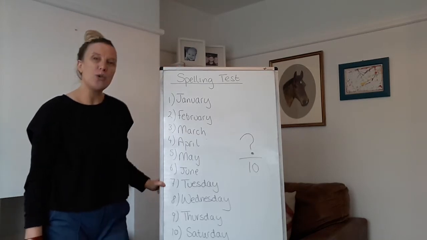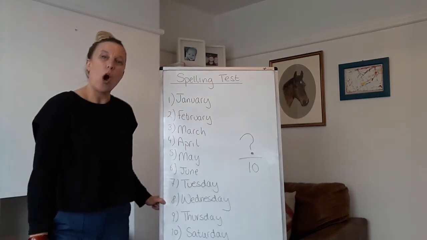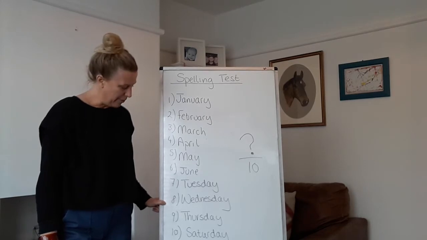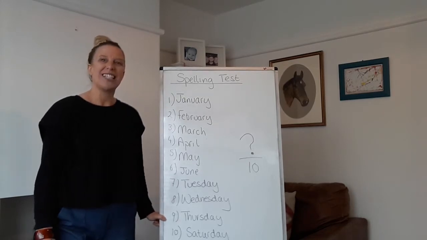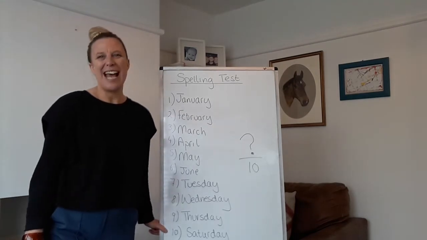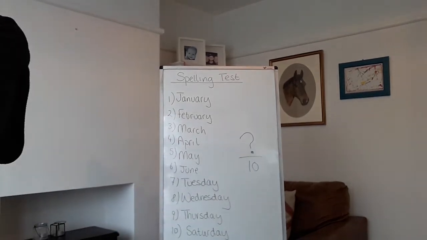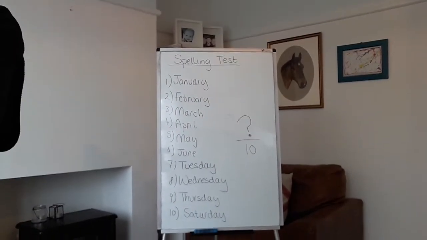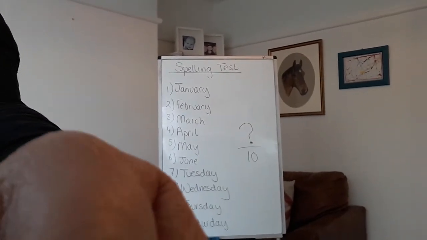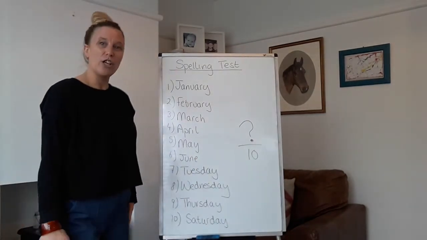Number 7, Tuesday, Tuesday. Number 8, Wednesday, Wednesday. Number 9, Thursday, Thursday. And number 10, Saturday. Can you see that bottom one there? It needs to come down again, doesn't it? It keeps going back up. Let's hope you can see that. Number 10, Saturday, Saturday.